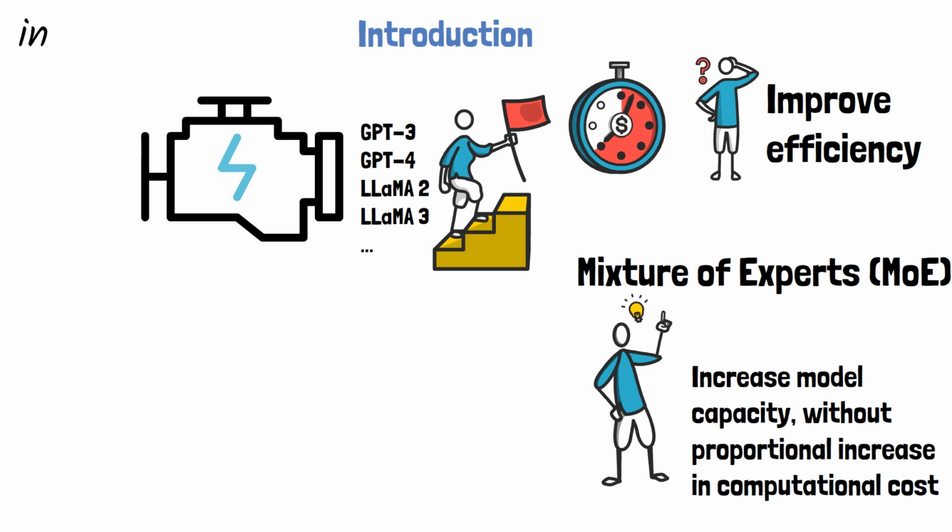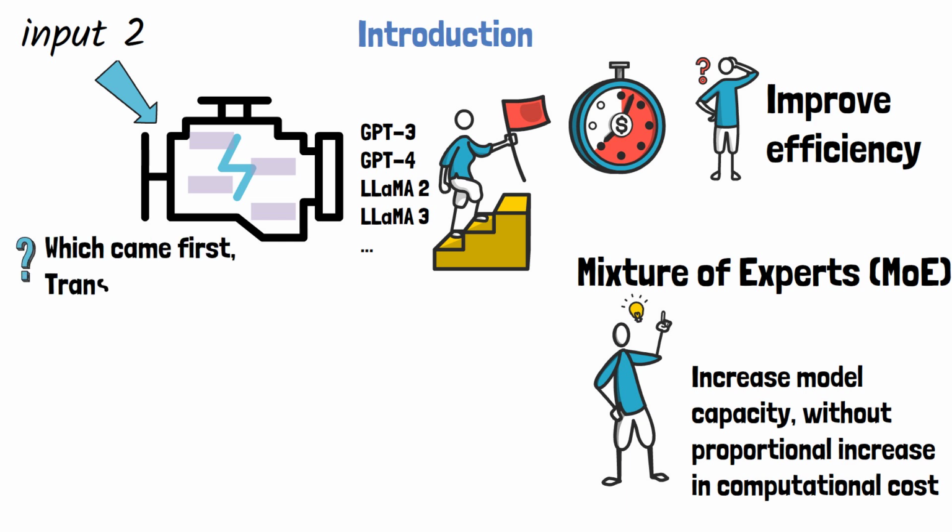The idea is the different parts of the model, which are the experts, learn to handle certain types of inputs, and the model learns when to use each expert. For a given input, only a portion of the experts are used, which makes this model more compute efficient. But let me ask you a question. What do you think was invented first, MoE or transformers?